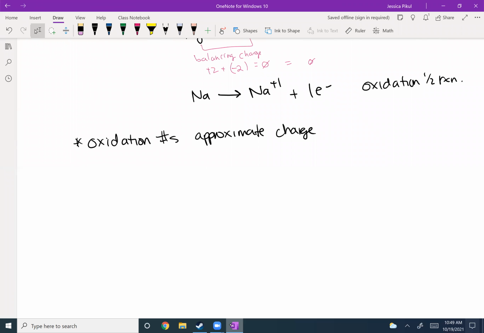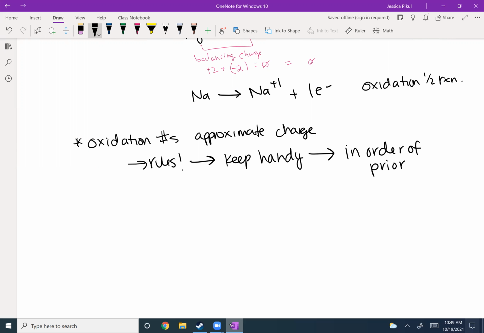So that's cool. So there's a list of rules. You can memorize them. You can also keep them handy. And there's a set of rules that are in order of priority. And that piece is key. You have to apply the rules in order of priority, because usually the last element won't be able to follow the rule. And ultimately the idea is if you have a neutral molecule, you need to have all of the oxidation numbers add up to its charge. So if it's neutral, that's 0. If it's a -1 ion, then it adds up to -1.